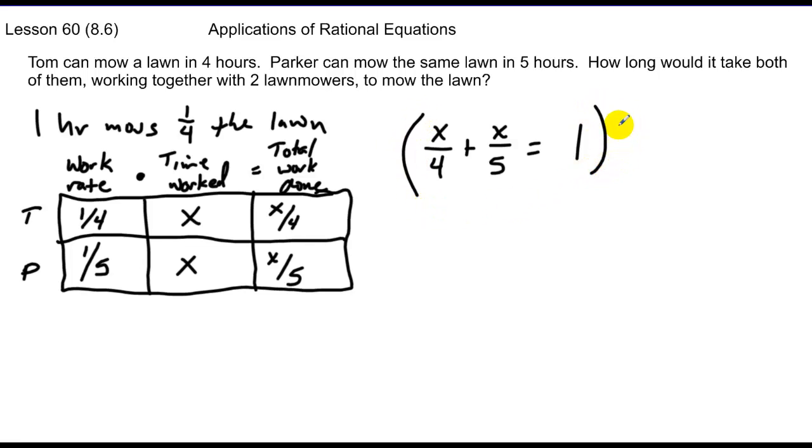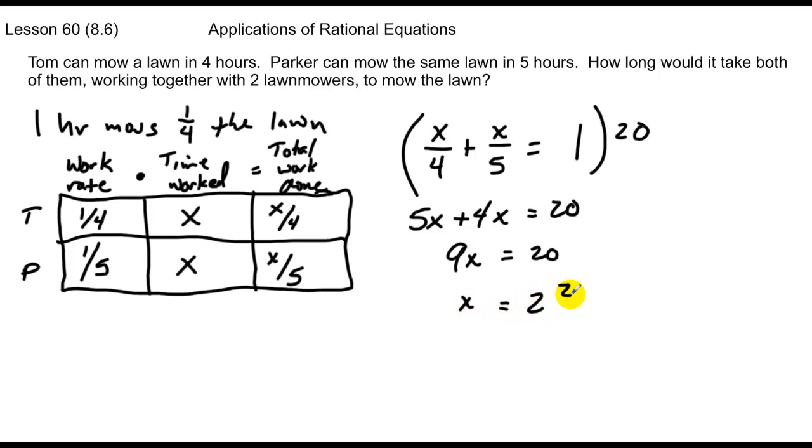So now this is just a rational equation. We can solve by multiplying both sides by the LCD of 20. This gives me 5x and 4x equals 20. So we end up with 9x equaling 20, and x equals what, 2 2/9.